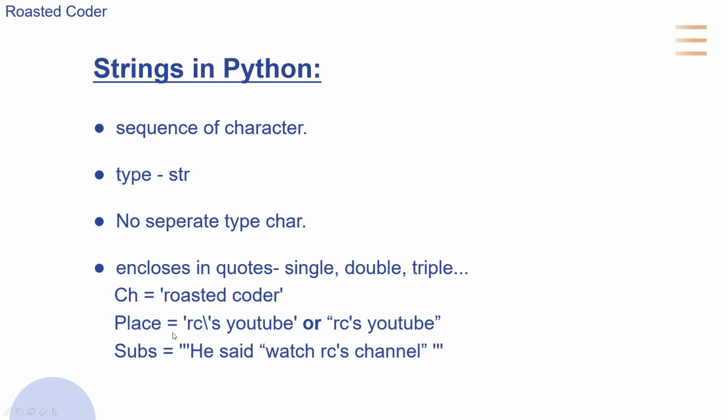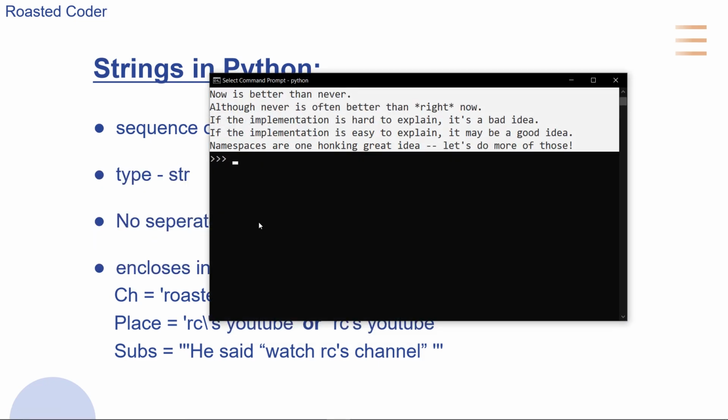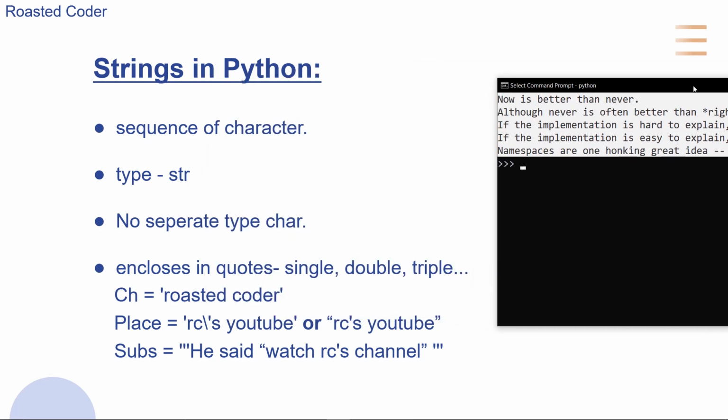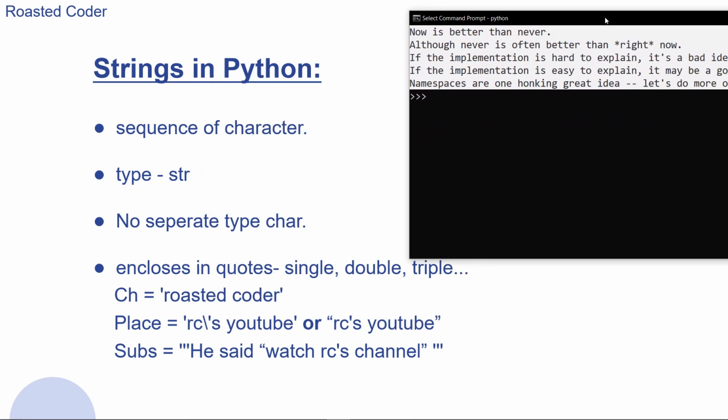Now if you take place equals to roasted rc's YouTube, a single quote is already present in the string, so we have to represent it as backslash quote in place of the single quote. Or we can use double quotes outside the string and the single quote inside the string, and it will work. Let's take an example.